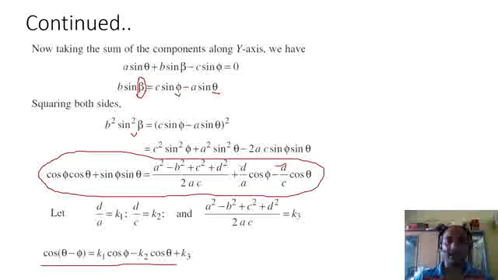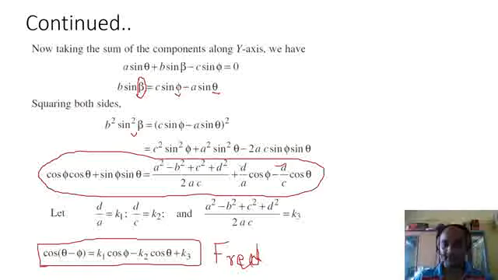Okay, and this equation is called the basic equation of the analysis. This is given by Freudenstein, so this equation is also called Freudenstein's equation. This scientist has derived this equation. Okay, so this is a very basic equation.